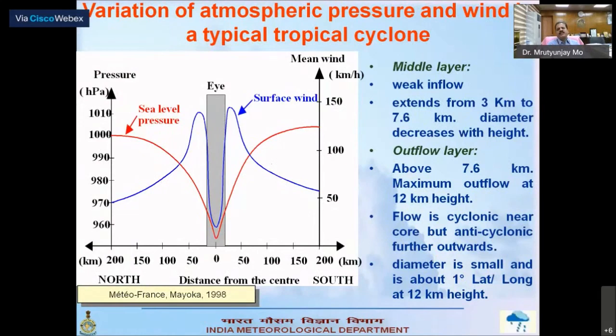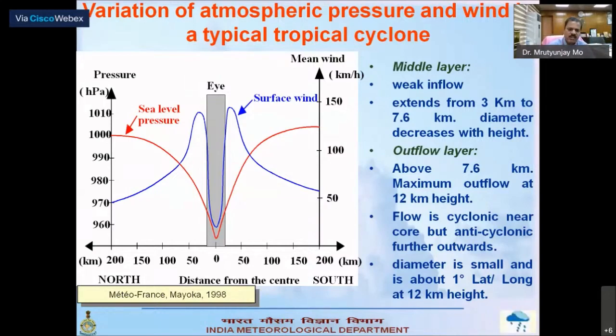Now, if you just look at the middle layer, in the middle layer you have got weak inflow, and it extends from 3 kilometers to about 7.6 kilometers. And the outflow layer starts from 7.6 kilometers and goes up to about 12 kilometers or 15 kilometers. And the size gradually decreases as you go towards the top.